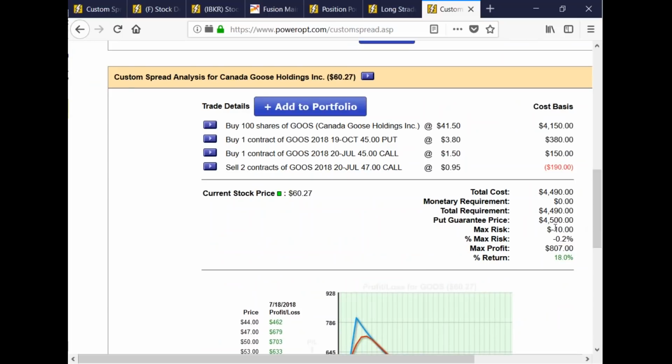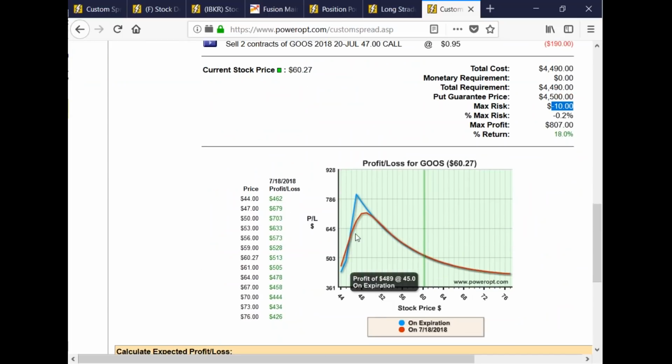Okay, so what did I do? I bulletproofed the position, and I left myself with a peak of an $807 profit, which was close to a 17%, 18% return if the stock was right at 47. All of my stocks that I've been in for 2 to 3 months with other radioactive trades, earnings had all been 3 or 4%.